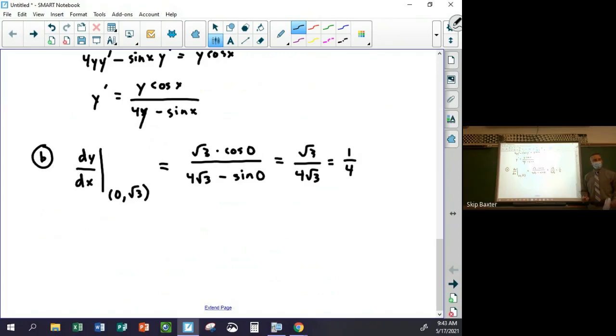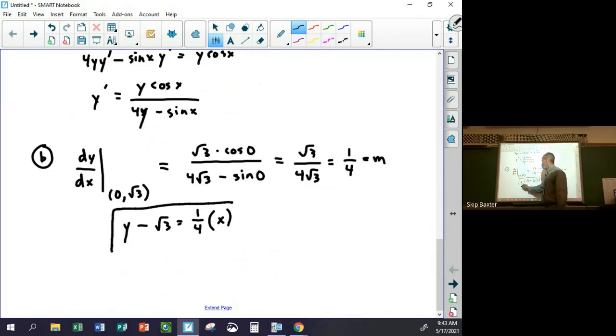Okay, so far? So that's the slope we're going to use, and the point we're going to use is 0, radical 3. So it ends up being y minus the y value equals the slope times x minus the x value. I'm pretty sure I left the slope as radical 3 over 4 radical 3. Is that okay? Perfectly fine. Yep.